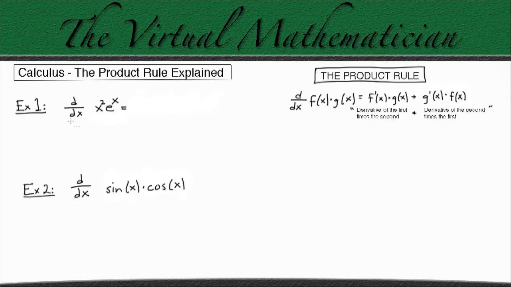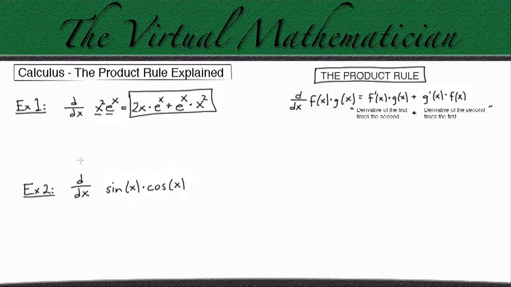So example 1 says take the derivative of x squared times e to the x. So let's let x squared be function 1 and e to the x be function 2. So then by the product rule, it says take the derivative of the first, which is going to be 2x, times the second, which is e to the x, plus the derivative of the second, which is e to the x, because the exponential's derivative is itself, times the first, which is x squared. And that's going to be the answer for example 1. That's it. That's how we take the derivative of two functions that are multiplied together using the product rule.